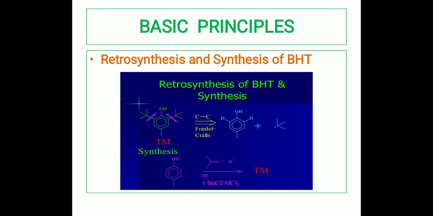Now, these are the synthetic equivalents. Let us write down the synthesis. First, we have para-hydroxytoluene, which reacts with tertiary butyl chloride in the presence of aluminum chloride as a catalyst, and is going to give us the target molecule butylated hydroxytoluene. There is another method of writing down this synthesis: we can take the alkene and a protic acid and also get the target molecule. So there are two ways of writing down the synthesis for this target molecule.